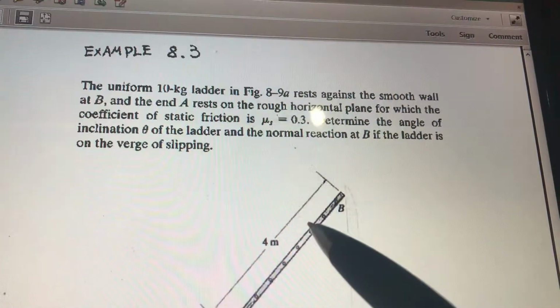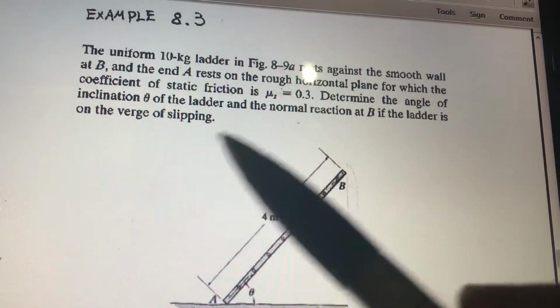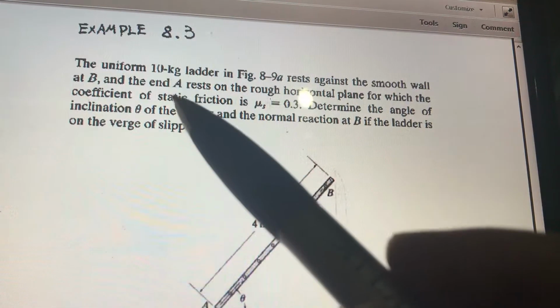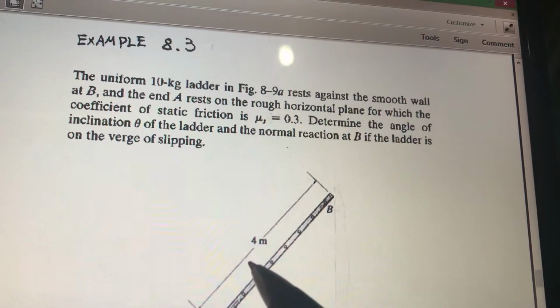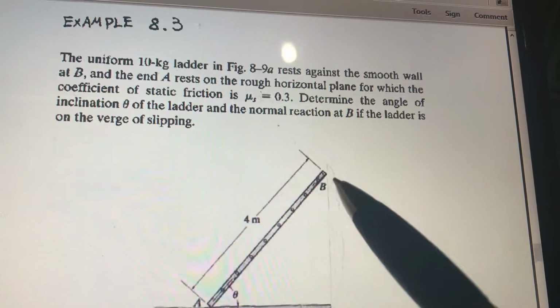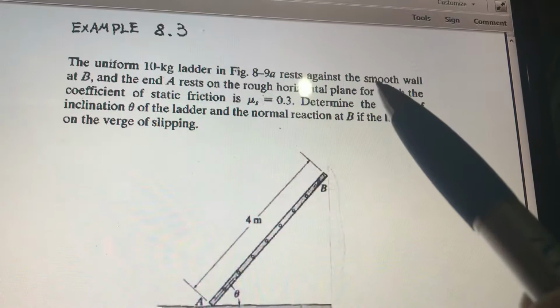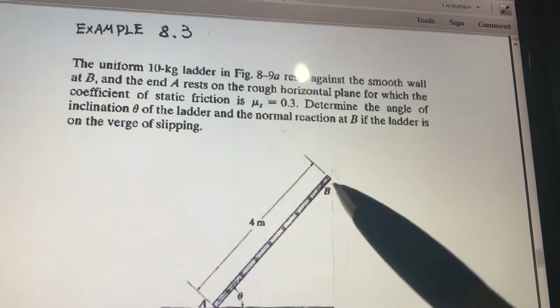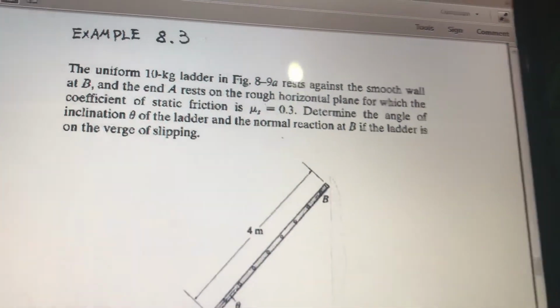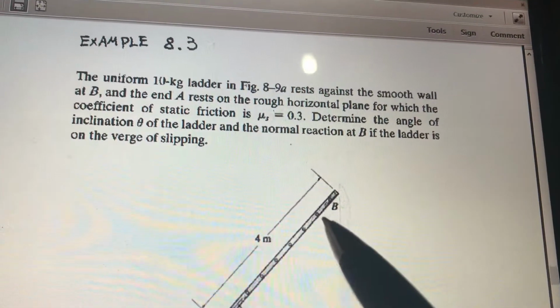So the uniform 10 kilograms. So this ladder has a weight of, a mass of 10 kilogram. You have to multiply this by 9.81 to make it in Newton. Ladder rests against a smooth wall. So this wall has a smoothness, there's no friction at this wall. It's smooth. So there's no friction force, but of course there's a normal force. So it's a smooth wall at B.